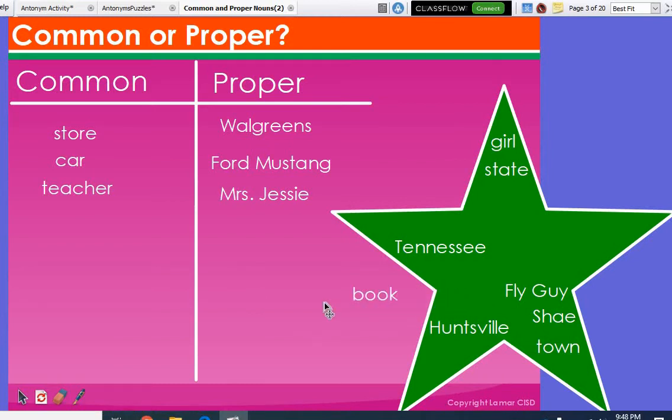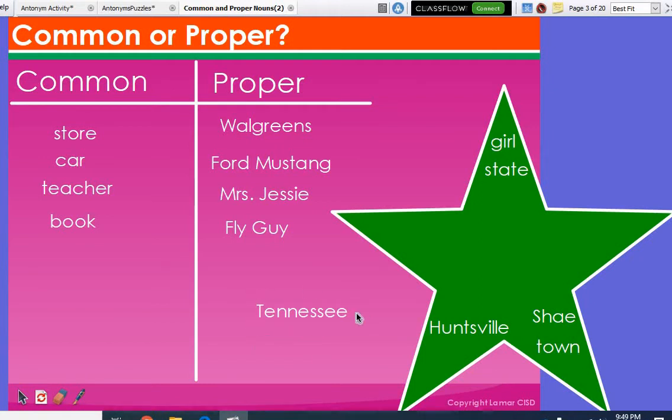All right, I've got book. Do you think book is the name of the book? Is a book's name book? No. That would be a common noun. You could be talking about any book. But if I go over here and I get Fly Guy, now, Fly Guy is the name of a specific book, of a special book. So I need to put it in the proper since it's the name of the book. This book is just any old book. That's its name. That's what makes it proper. All right, I have a few more left. I've got Tennessee.